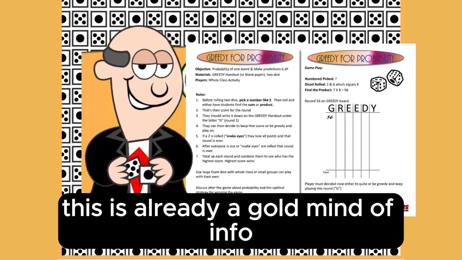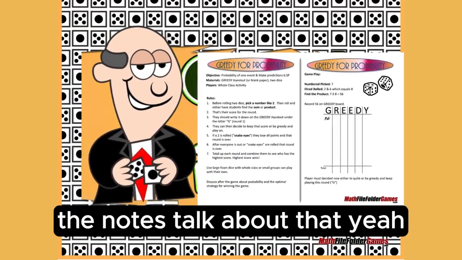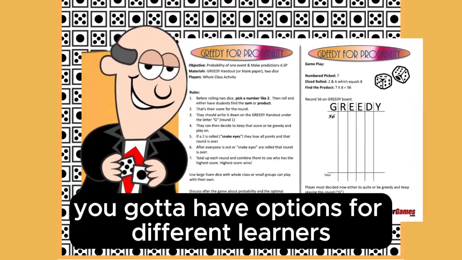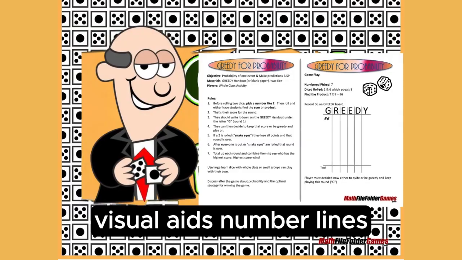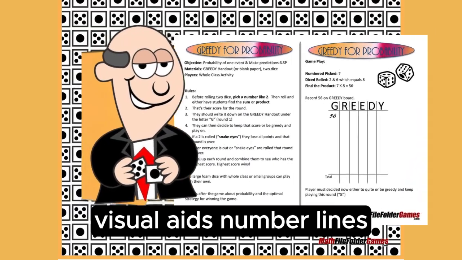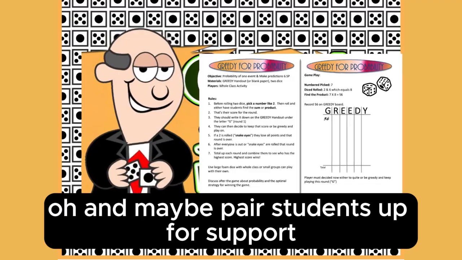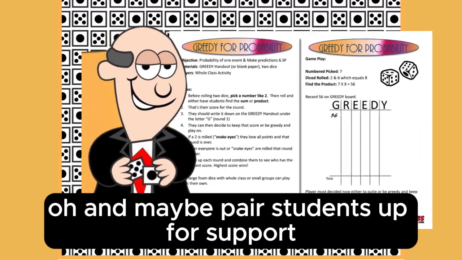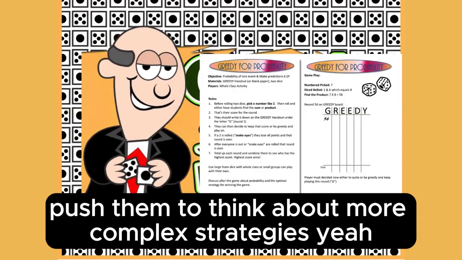Okay, this is already a gold mine of info, but what about differentiation? The notes talk about that. Yeah. You've got to have options for different learners. Like what? Specific examples would be amazing. Think of visual aids, number lines, multiplication charts, anything to help with calculations. Oh, and maybe pair students up for support. Exactly. And for students who need a challenge, push them to think about more complex strategies.